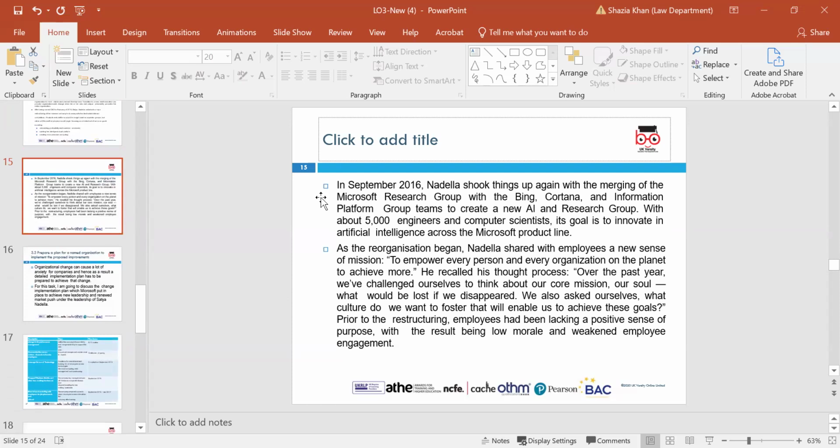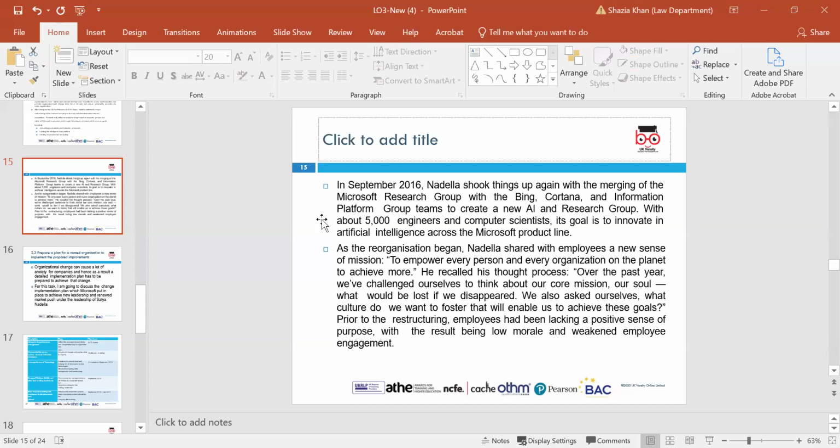In September 2016, Nadella shook things up again with the merging of the Microsoft Research Group and the Bing, Cortana and Information Platform Group teams to create a new AI and research group with about 5,000 engineers and computer scientists. Its main goal was to innovate artificial intelligence across the Microsoft product line. As the reorganization began, Nadella shared with employees a new sense of mission: to empower every person and every organization on the planet to achieve more.